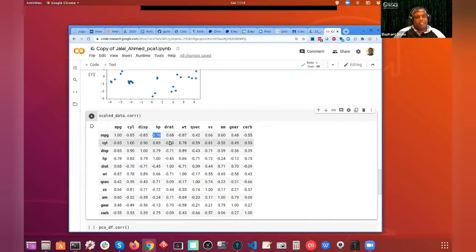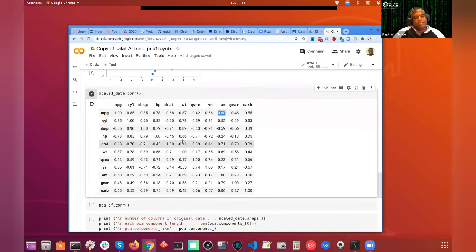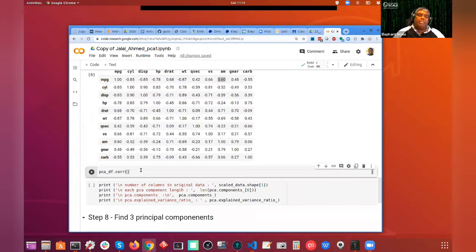Horsepower, same thing. And let's see if I find a positive one. Interesting. Again, I need to go look at what these are. It seems like VS has a little positive impact. AM is automatic transmission, yes or no, and that seems to have a positive impact. So the correlation matrix is pretty good because we can get a sense of how these variables interplay.